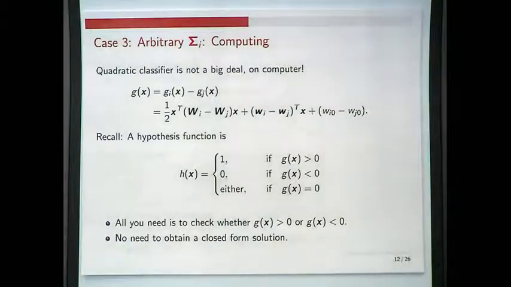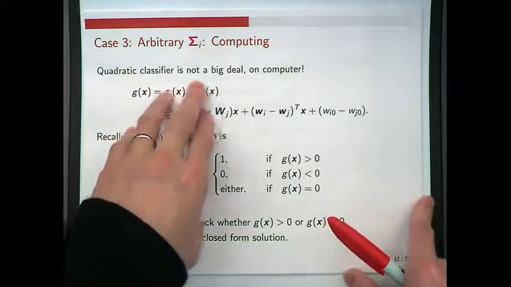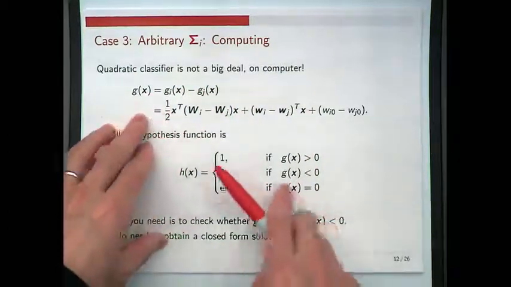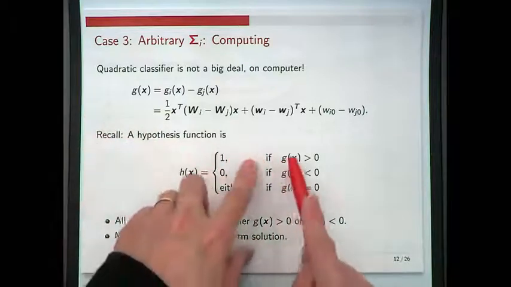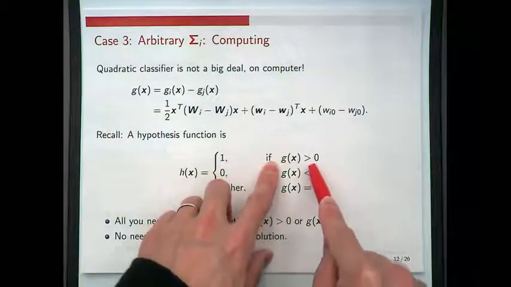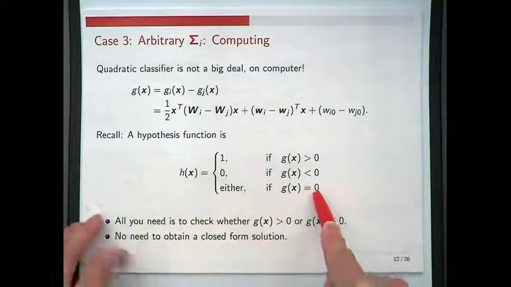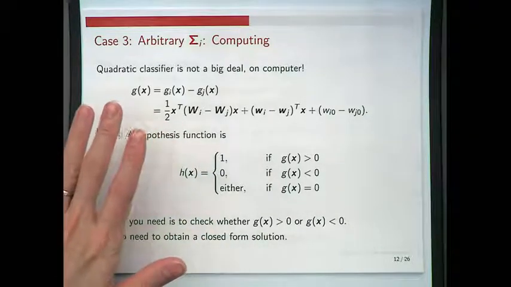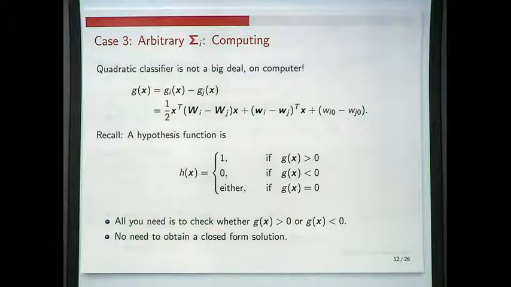All right, so this slide summarizes what we do on a computer. So the quadratic classifier is not a big deal on computer. The hypothesis, what you do, is really to check whether this g is bigger than 0, less than 0, or equal to 0. So when you're given a project, homework number 3, you will have the opportunity to practice this. I will ask you to construct a Gaussian distribution from the data set, and then I will ask you to tell whether a certain data point belongs to class 1 or class 2.